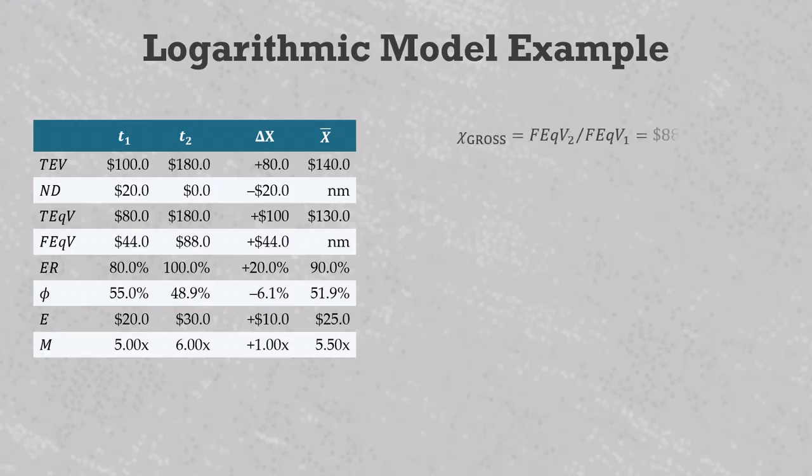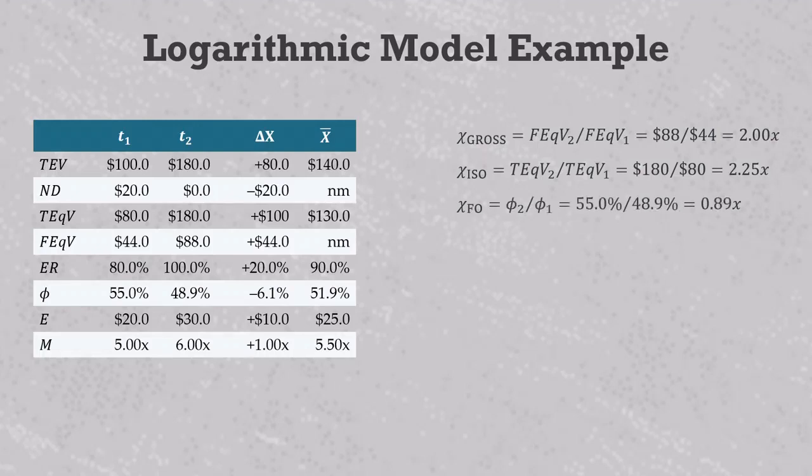Value creation in the logarithmic model is the GP's gross multiple of invested capital at 2x. Total shareholder value creation is the isomeric return of 2.25x. Here we see that the GP underperformed the shareholder group as a whole. It's dilution that makes the GP's return a little worse than the other shareholders and is driven by the fund ownership multiplier being less than 1.0x. The product of these numbers, 2.25x and 0.89x, give us the gross multiple of 2.00x.